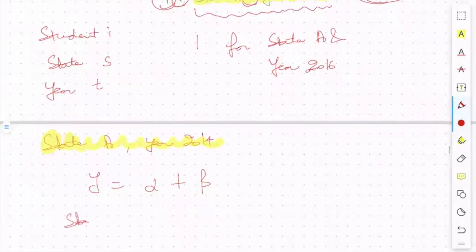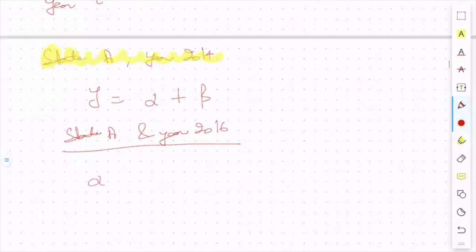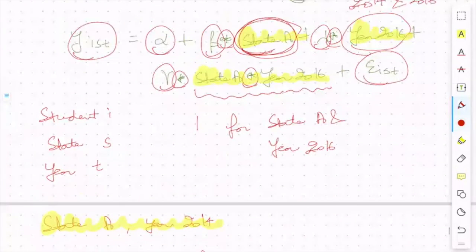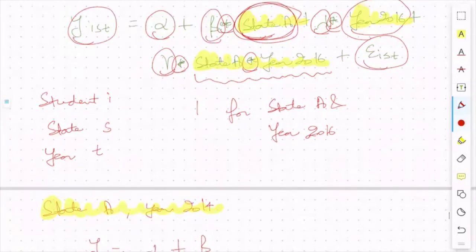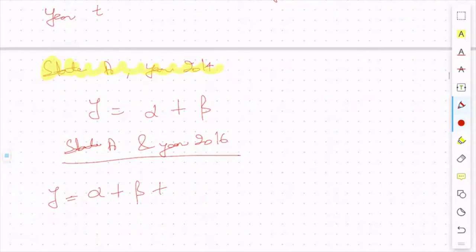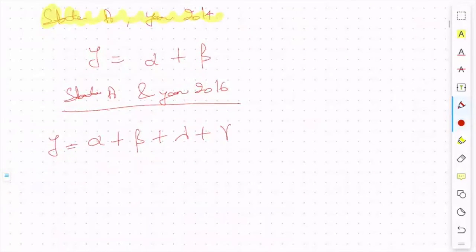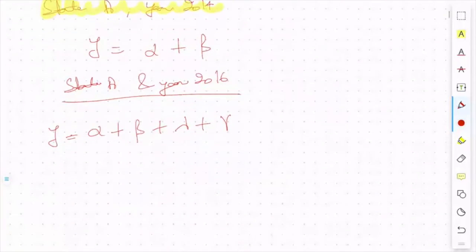Let's take state A and year 2016. This will for sure have alpha, and will also have beta because state A is equal to 1. Here we will also have lambda because year 2016 will now take value 1, because we're actually talking about year 2016. Since state A is equal to 1, year 2016 is equal to 1, and 1 multiplied by 1 is equal to 1, we will also have gamma here. And as I said, we are ignoring the epsilon term for now.